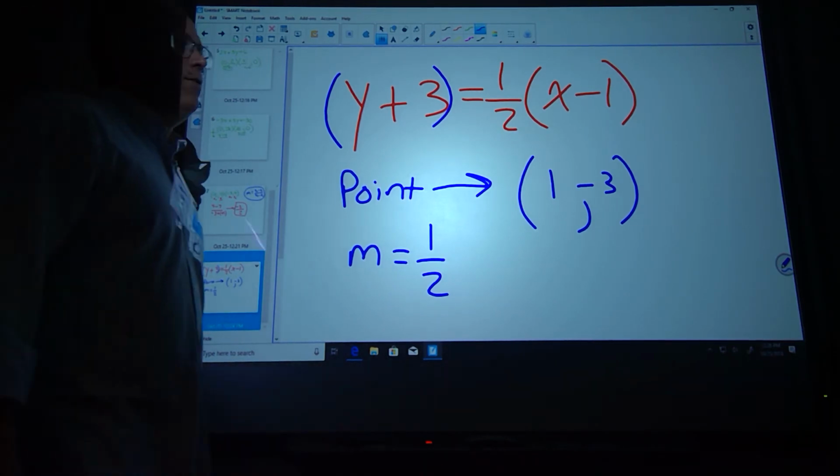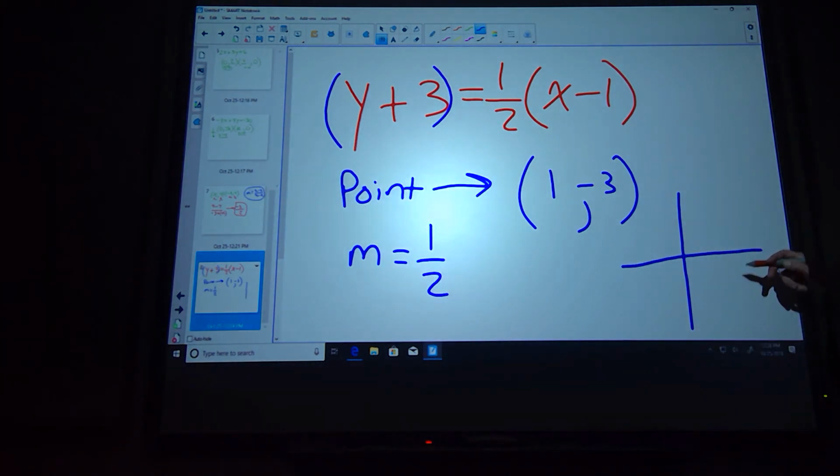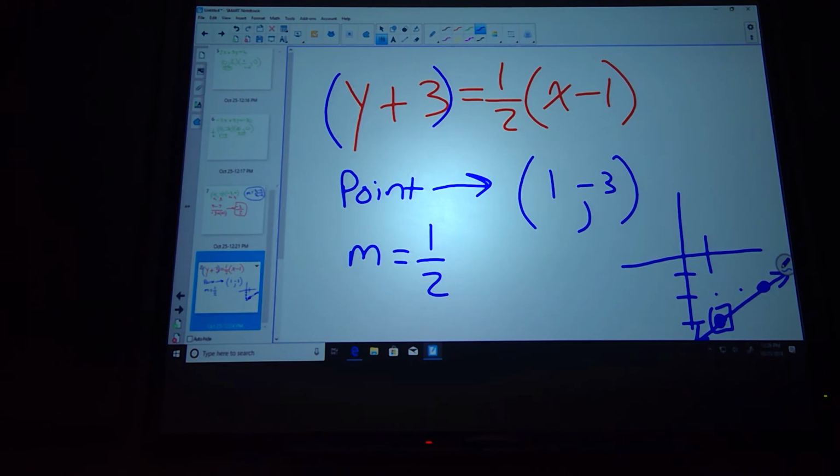If they told you, which this didn't have, but if they told you, hey, we want you to graph this, you're going to go 1, negative 3, which is down here. Are you going to ask us to graph it on the test? I mean, it technically could. Technically, you shouldn't, but I just showed you how to do it.